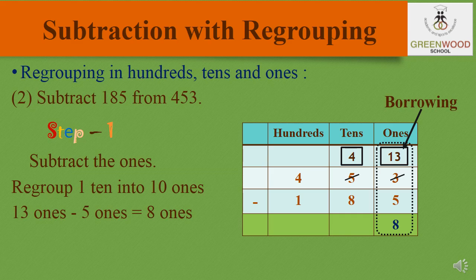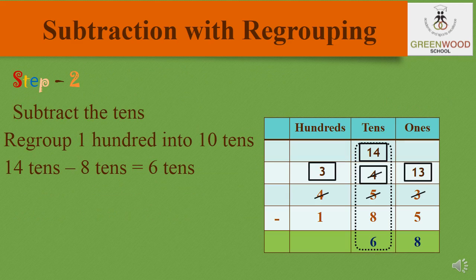So start counting. 6, 7, 8, 9, 10, 11, 12, 13. Stop. Now how many fingers did you get? Count them. 1, 2, 3, 4, 5, 6, 7 and 8. So our answer is 8. That is, 13 minus 5 is 8. So we completed our step 1.